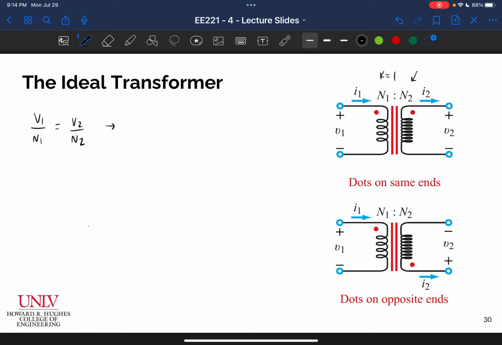Of course, we can rearrange this so that we see that V2 over V1 is equal to N2 over N1. And we talked previously about how that N2 over N1 is also equal to N, and that's called the turns ratio. And so what that basically tells us is that the ratio of the output voltage to the input voltage is the same as the ratio of the number of turns on the secondary to the number of turns on the primary. So that's a really important relationship that we talked about a little bit earlier, but now we're going to actually get into solving some problems and building some circuits in SPICE that utilize this fact.